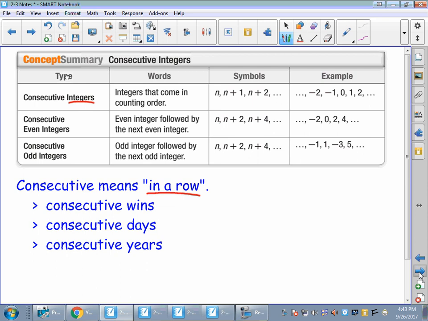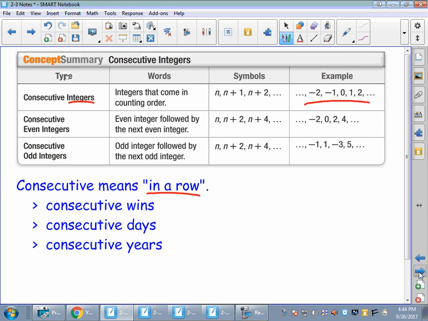In order. Consecutive wins: 8 consecutive wins means they never lost. Consecutive days: it hasn't rained for 30 consecutive days. That means within 30 days, no rain. Consecutive years, same idea. So when we talk about consecutive integers, they're integers that come in counting order. So here's your example: 0, 1, 2, 23, 24, 25. You can start anywhere on the number line as long as they're in order.